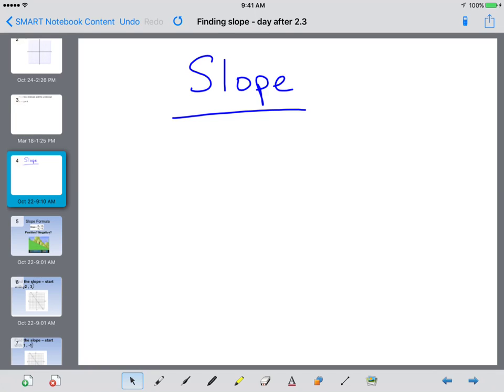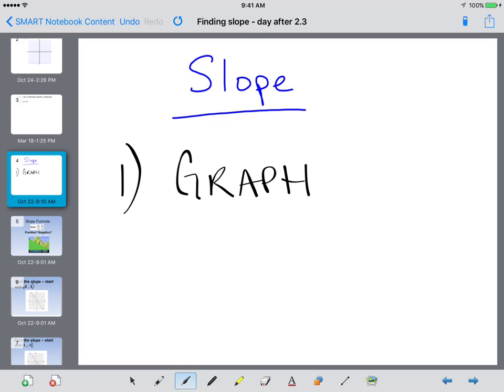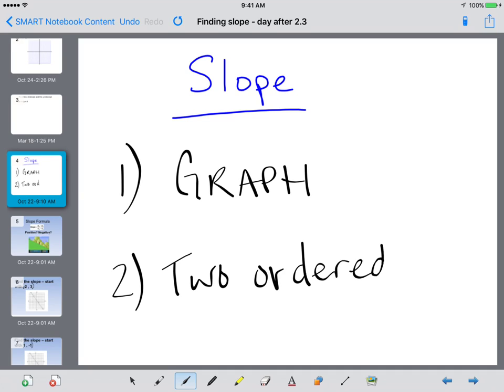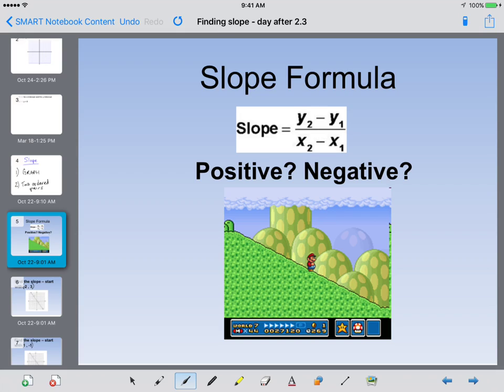Welcome to this lesson on slope. We're going to discuss how to find slope two different ways. First, we're going to address how to find slope given a graph. The second way we're going to find slope is when we're given two ordered pairs. So there's two ways we're going to discuss this. The slope formula is y2 minus y1 over x2 minus x1.